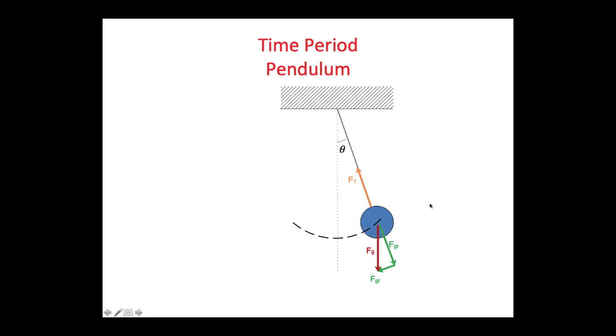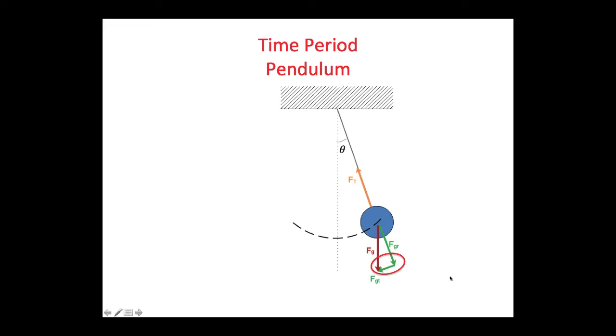Two forces act on the bob, tension and weight. Vectors shown in green here are components of weight. Restoring force is provided by the component of weight perpendicular to the string. I will refer to it as just the restoring force in the rest of the video.